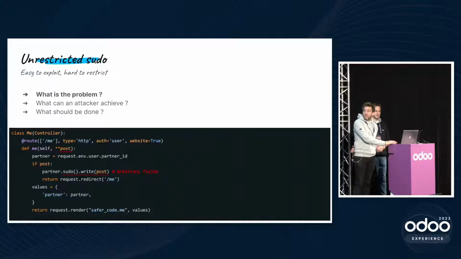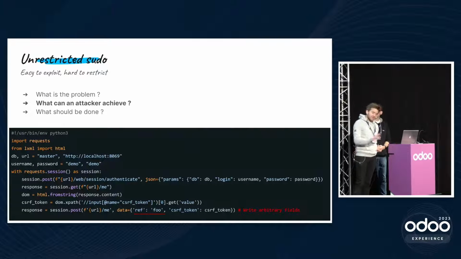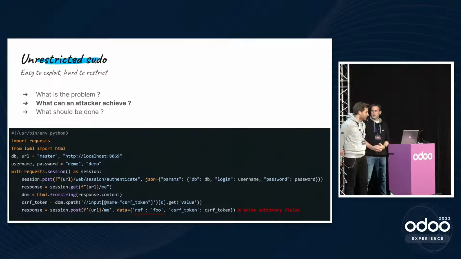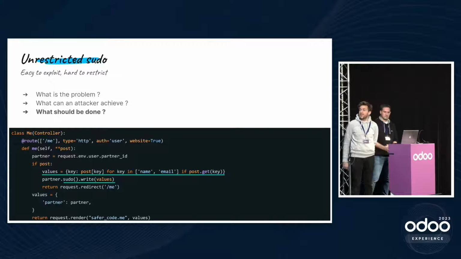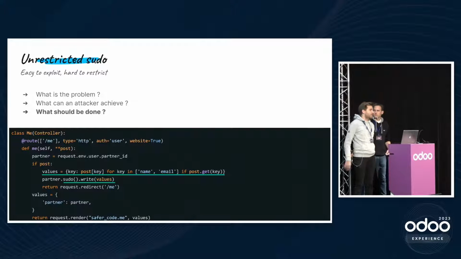So what should be done in this case? This is the example of what a hacker could do: pass any arbitrary fields to his profile and partner. And what should be done is simply to whitelist what can be passed to the post write, and that's it. In this case, it's just the name and the email, could be the password and such things.